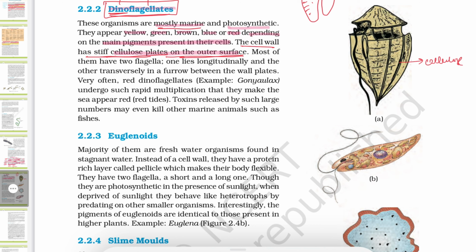Since most of them have two flagella, that's why their name is dinoflagellates. One flagellum lies longitudinally and the other transversely in a furrow between the wall plates. Now this is a longitudinal flagellum and the other lies transversely. This is a furrow within the cell wall. Two flagella.